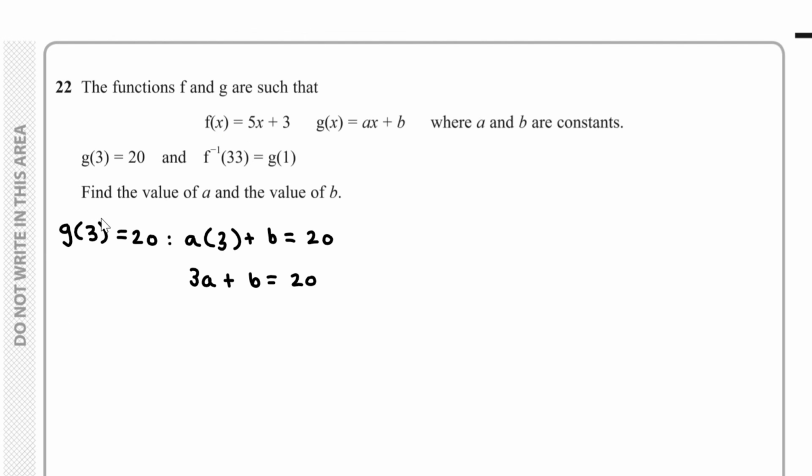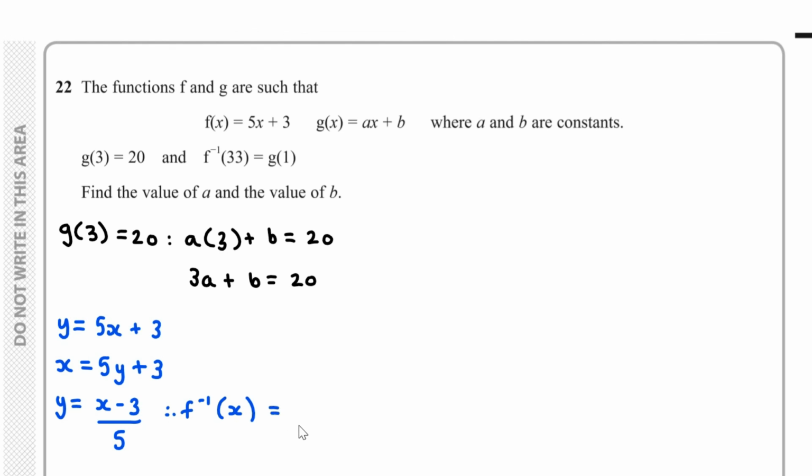Well, first of all, we replace the f with y, so we've got y equals 5x plus 3, and if we swap the x and y, that means we've got x equals 5y plus 3, and if we rearrange for y, you can see y is equal to x minus 3 over 5, and therefore the inverse of f is equal to x minus 3 over 5.